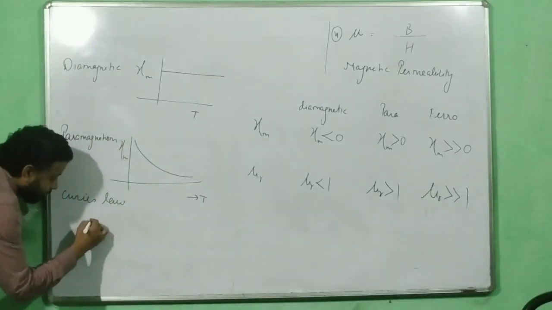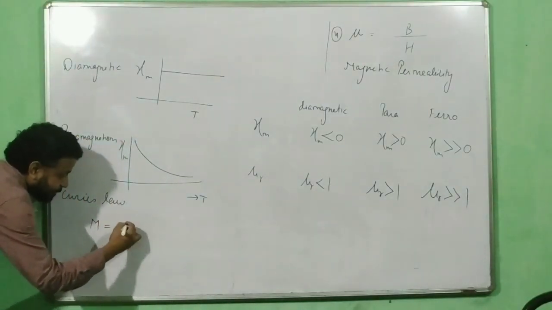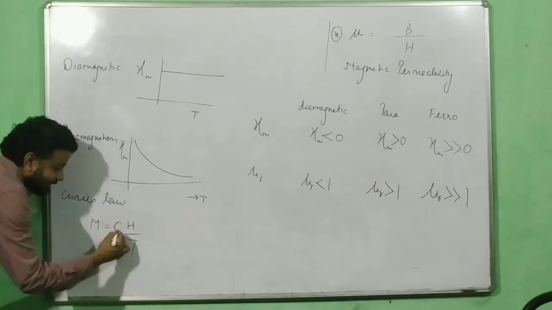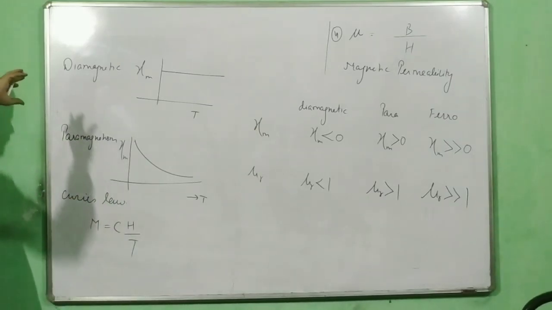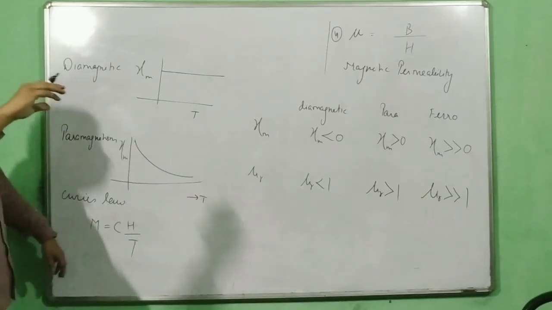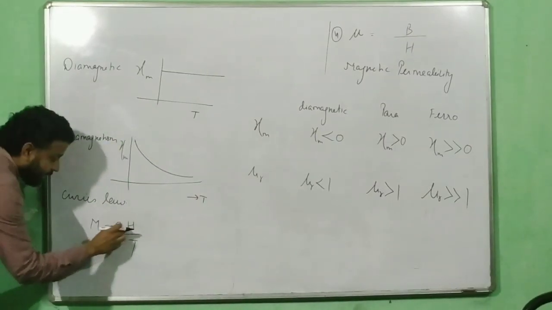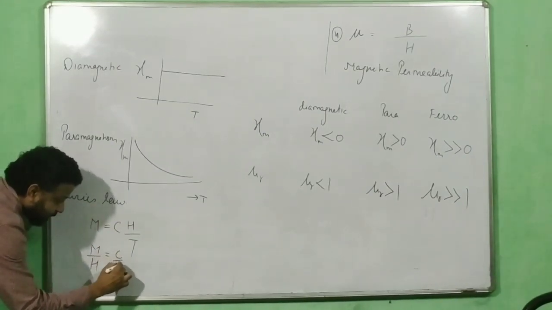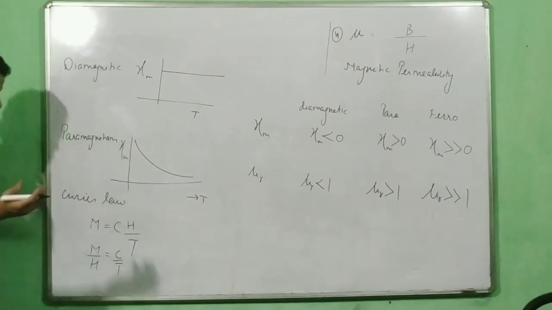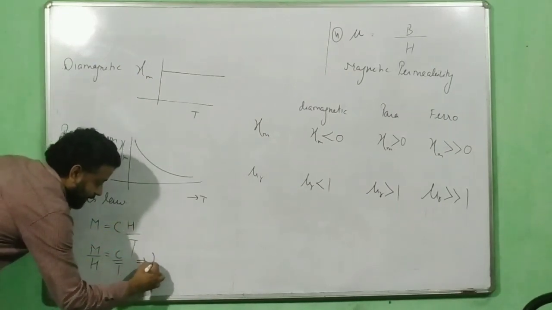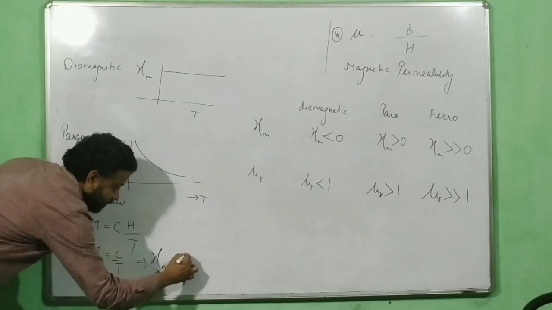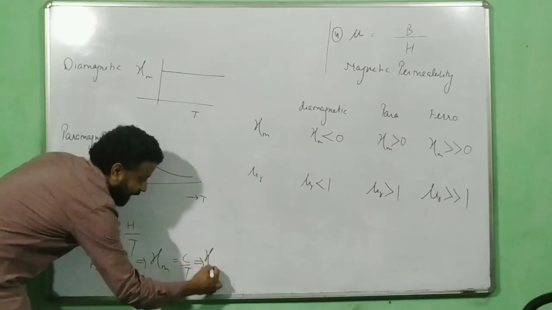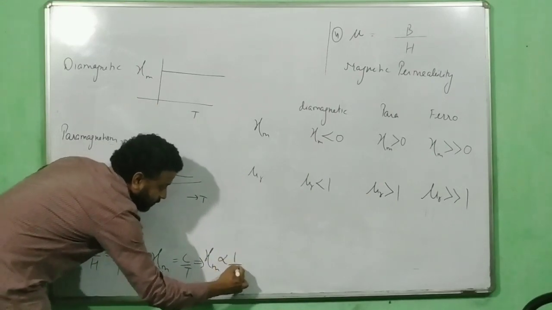magnetic moment per unit volume is directly proportional to H and inversely proportional to T, where C is some constant. Now when I take H on this side, I will get M divided by H is equal to C divided by T, and M by H is our famous relation, and that is equal to Xi m. So Xi m is equal to C by T, and you can see now we are getting the result that Xi m is proportional to 1 by T.